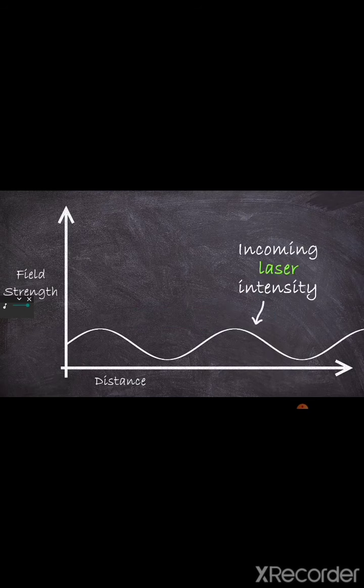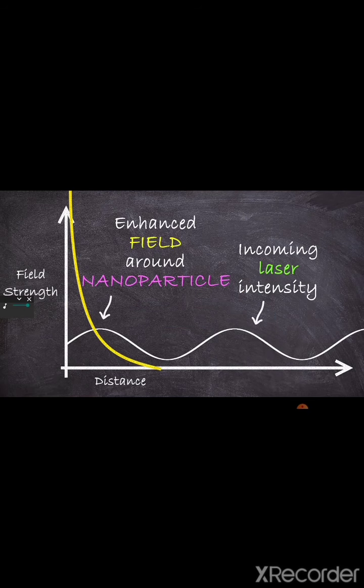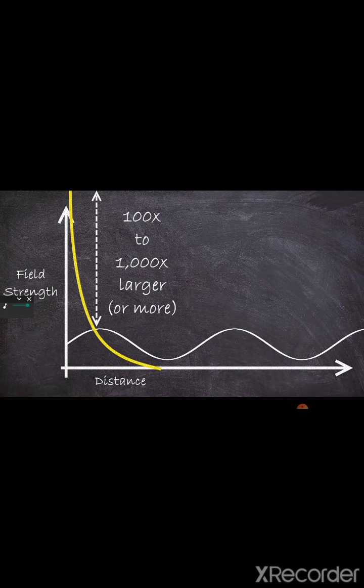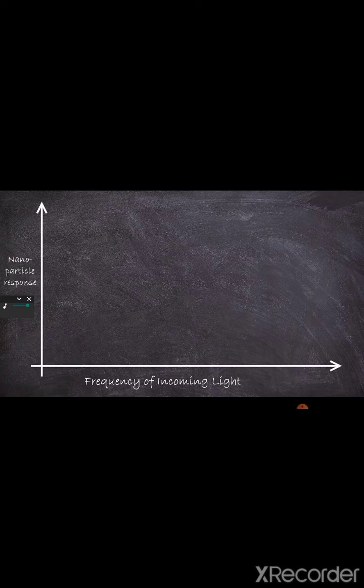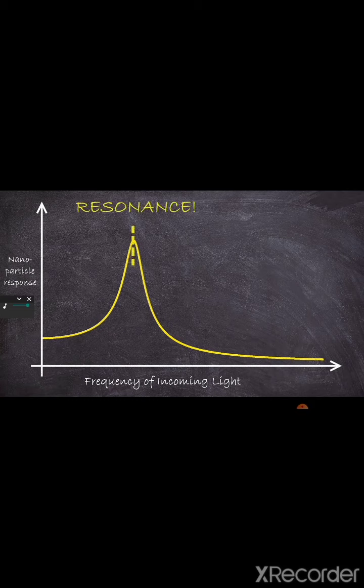But by how much is this field enhanced? Often by a factor of thousands, or even hundreds of thousands. It's an enormous boost. So that's our first key property. They boost the strength of the electric field in their neighborhood. The second property is that this plasmonic response of these nanoparticles doesn't treat all wavelengths or colors of light the same way. In fact, if you plotted the strength of electromagnetic enhancement versus wavelength, you'd find there's something called a plasmonic resonance at a specific wavelength.